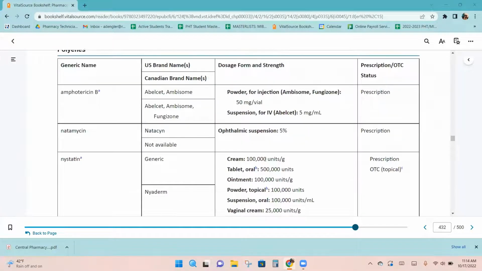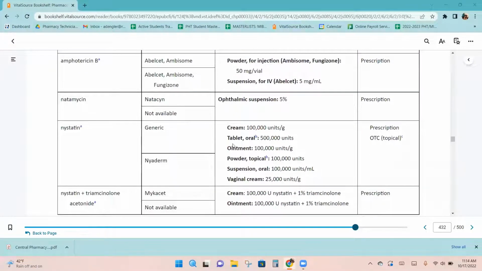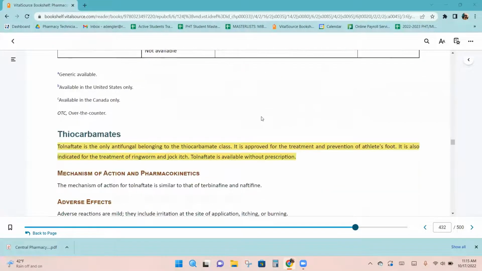And we have our chart with all these medications listed. You can see that nystatin is available as cream, tablet, ointment, powder, oral suspension, and vaginal cream. And then we also have some combination products with nystatin and triamcinolone. And amphotericin B is only available as an injection or IV.